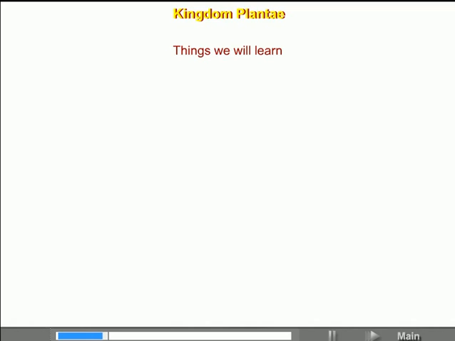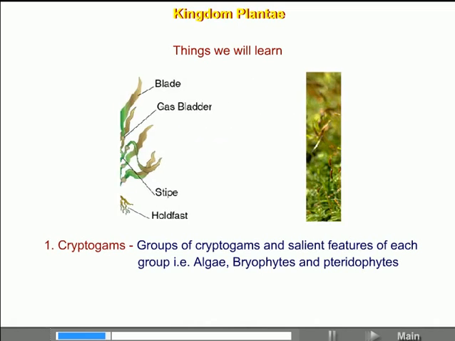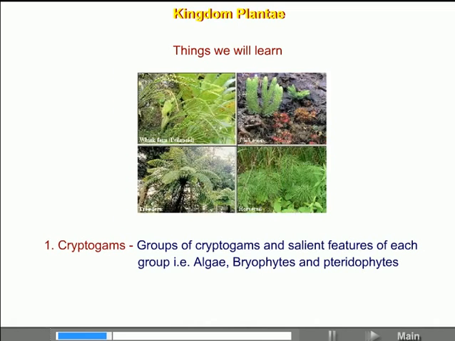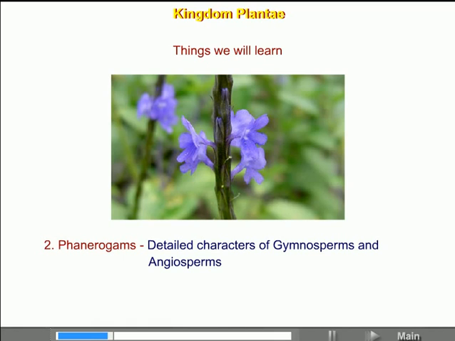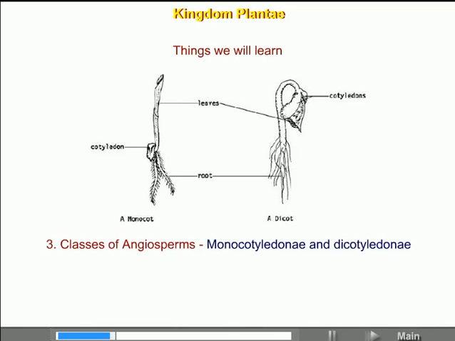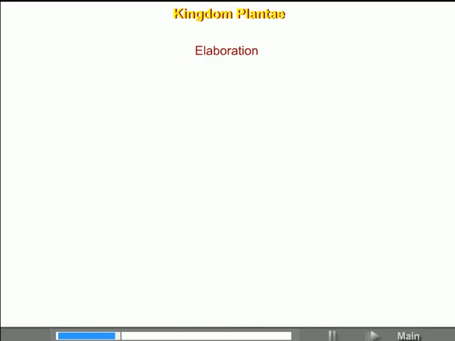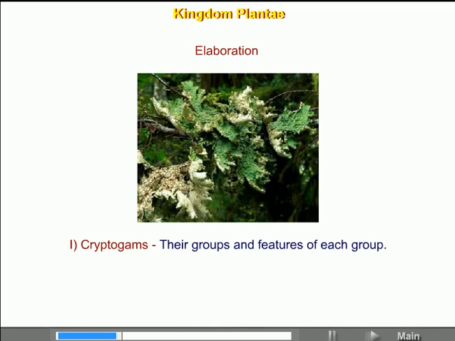Things we will learn. Cryptogams. Groups of cryptogams and salient features of each group, that is algae, bryophytes, and pteridophytes. Phanerogams. Detailed characters of gymnosperms and angiosperms. Classes of angiosperms, monocotyledony and dicotyledony. Importance of botanical gardens and herbaria. Elaboration. Cryptogams. Their groups and features of each group.